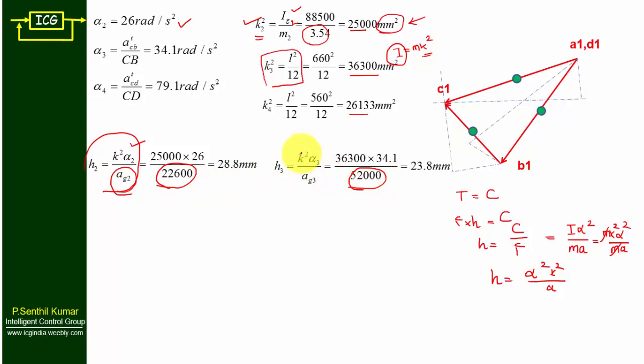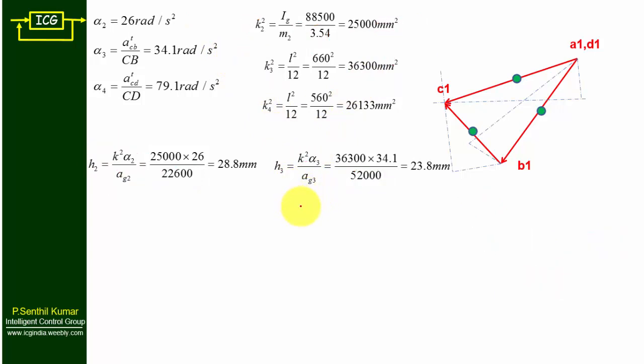Again here, K2, this is K3. K3 will be here 36,300. Then alpha 3, 34.1 radian squared. Then AG3 obtained from the previous line. So let me erase everything. So like this, you can find out the H value for all the three parameters. These are all very, very important.